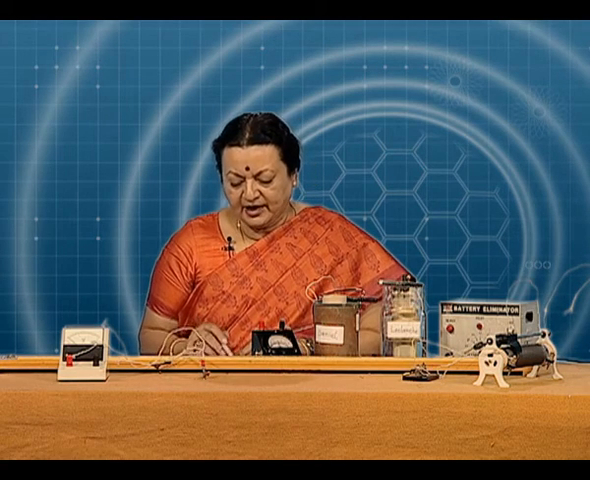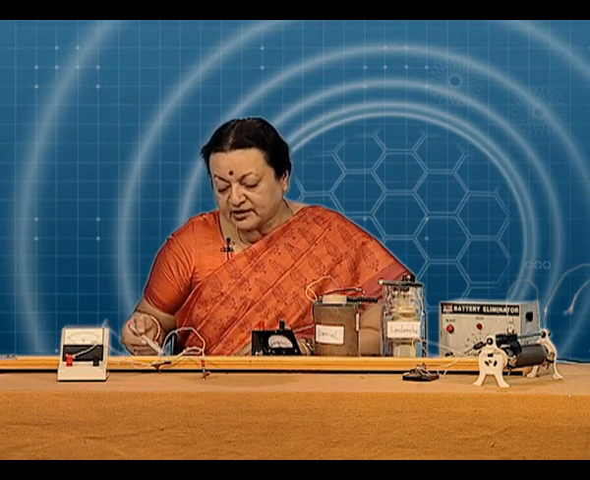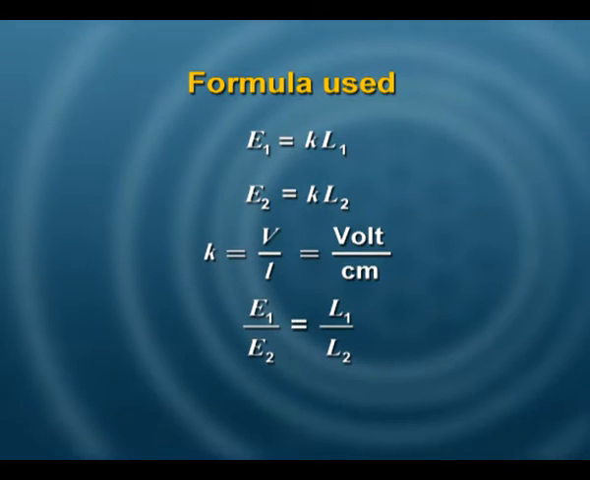So, as an extension to your exercise, you can plot a graph between L2 and L1. If you choose to plot between L1 and L2, then you will get the same result as this, that is E1 by E2, otherwise the reciprocal of the slope.